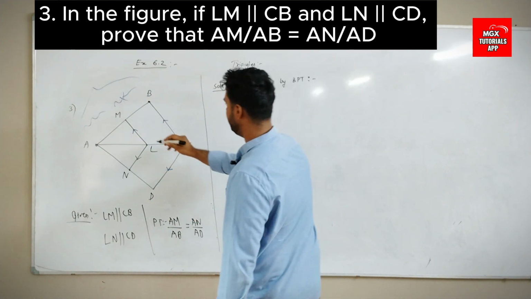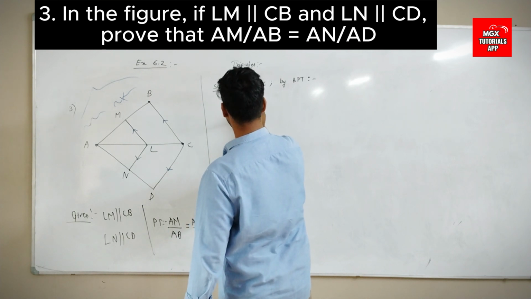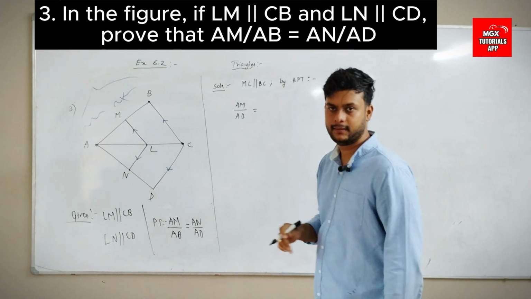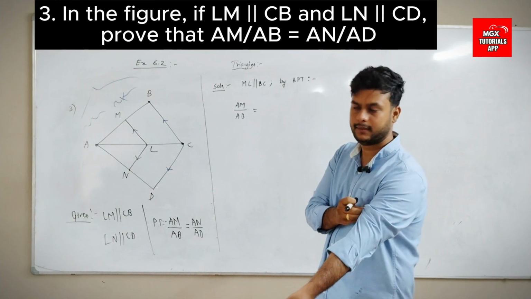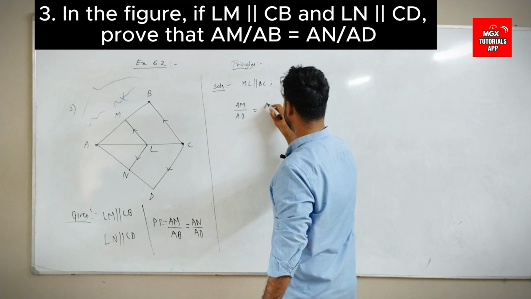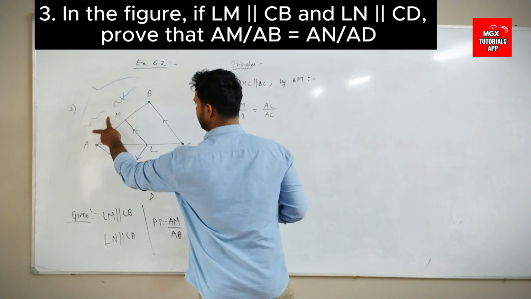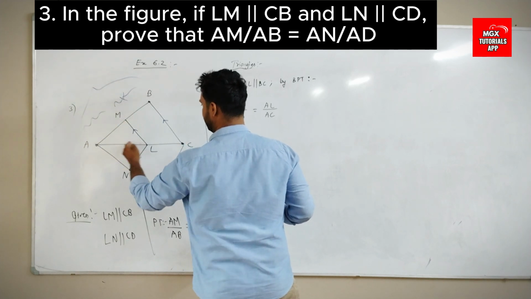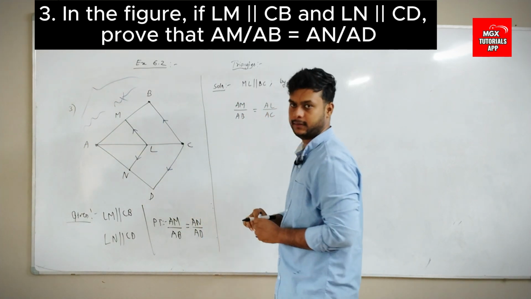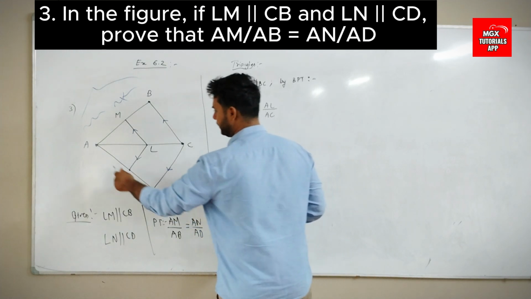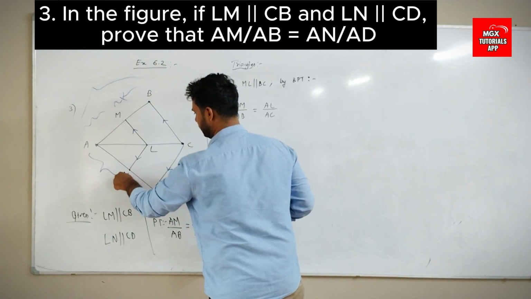So AM by AB is equal to what there? Can anyone tell me, in that triangle? AL by AC. Very good. Understood why I took like this? AM by AB is equal to AL by AC. Similarly, see here, AN by AD I should get. AN is here, AD is here.